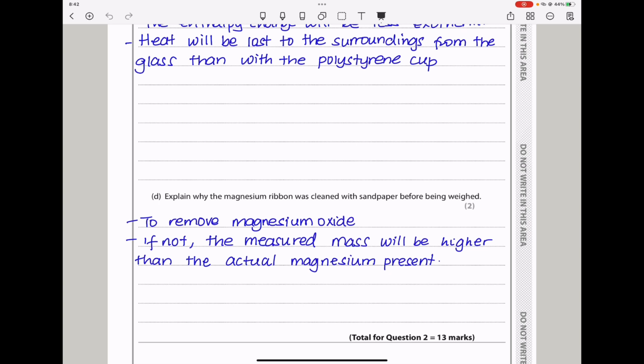In part D, explain why the magnesium ribbon was cleaned with sandpaper before being weighed. Magnesium ribbon had magnesium oxide on the surface, and the magnesium oxide, not being part of the reaction, had to be removed. If it wasn't removed, its mass would be included, yet it's not going to generate any heat for this reaction, and that would be an overestimated mass of the solid, and the overall enthalpy change would not be as expected. So I said to remove magnesium oxide. If not, the measured mass will be higher than the actual mass of magnesium present. So this brings us to the end of question 2. Let's continue to question 3.